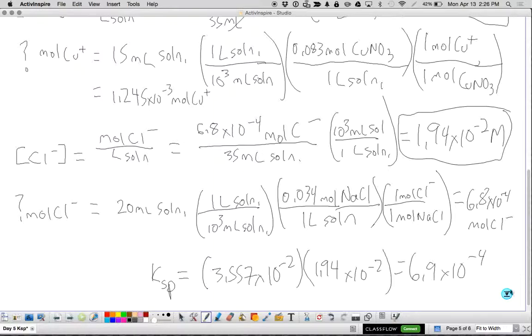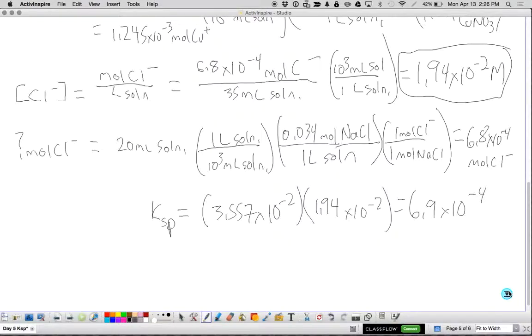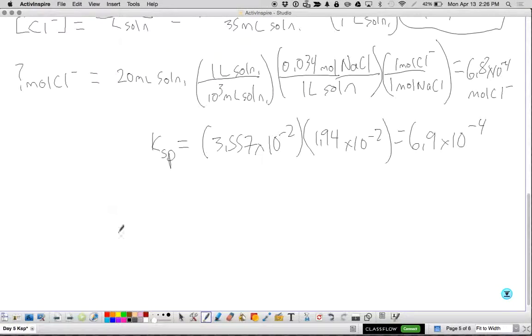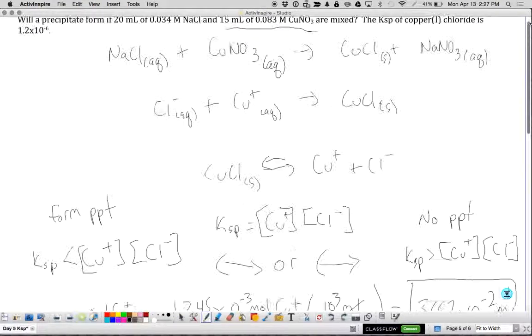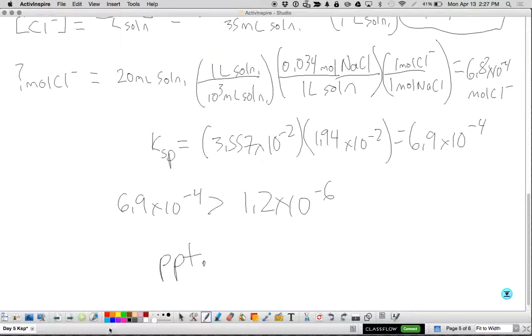All right, so I look at this number, and I notice that this number is greater than the given value of Ksp. So 6.9 times 10 to the minus 4 is greater than the given value, 1.2 times 10 to the minus 6, okay? Which means that I'll form a precipitate until I get down to this 1.2 times 10 to the minus 6 situation. So that's how you do these. They're fairly long, involved problems, but as long as you take it step by step, you should be able to get there.